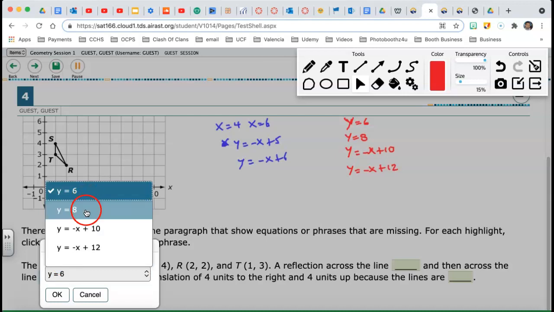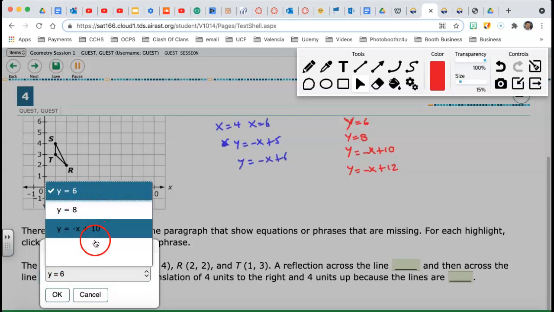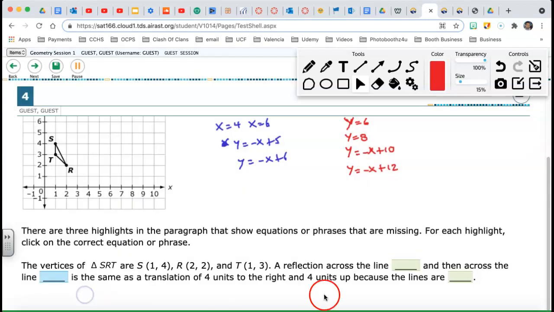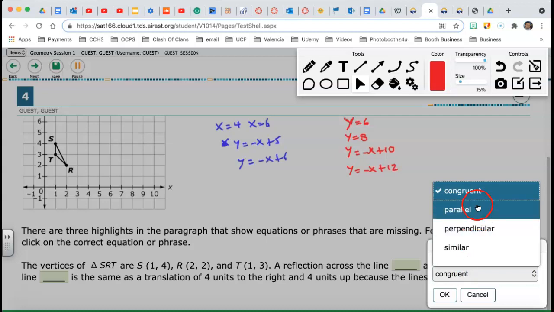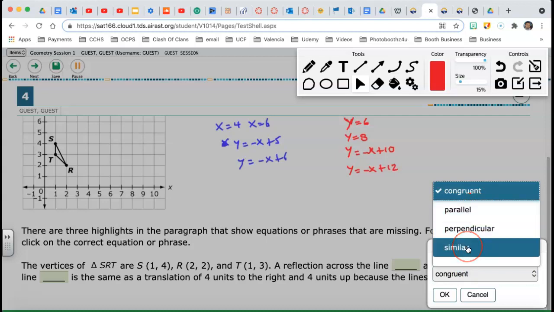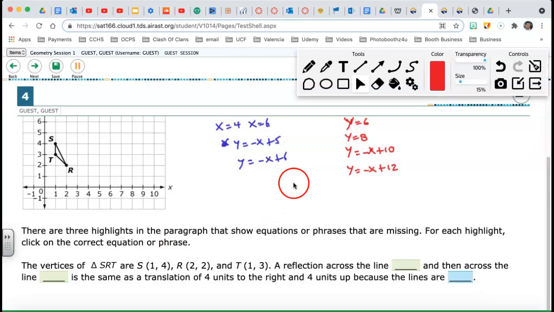So these are the options for the second one: y equals 6, 8, negative x plus 10, negative x plus 12. Okay, let me cancel this. And now let's look at the options for the last one: congruent, parallel, perpendicular, and similar. Got it. Alright, let's move on.